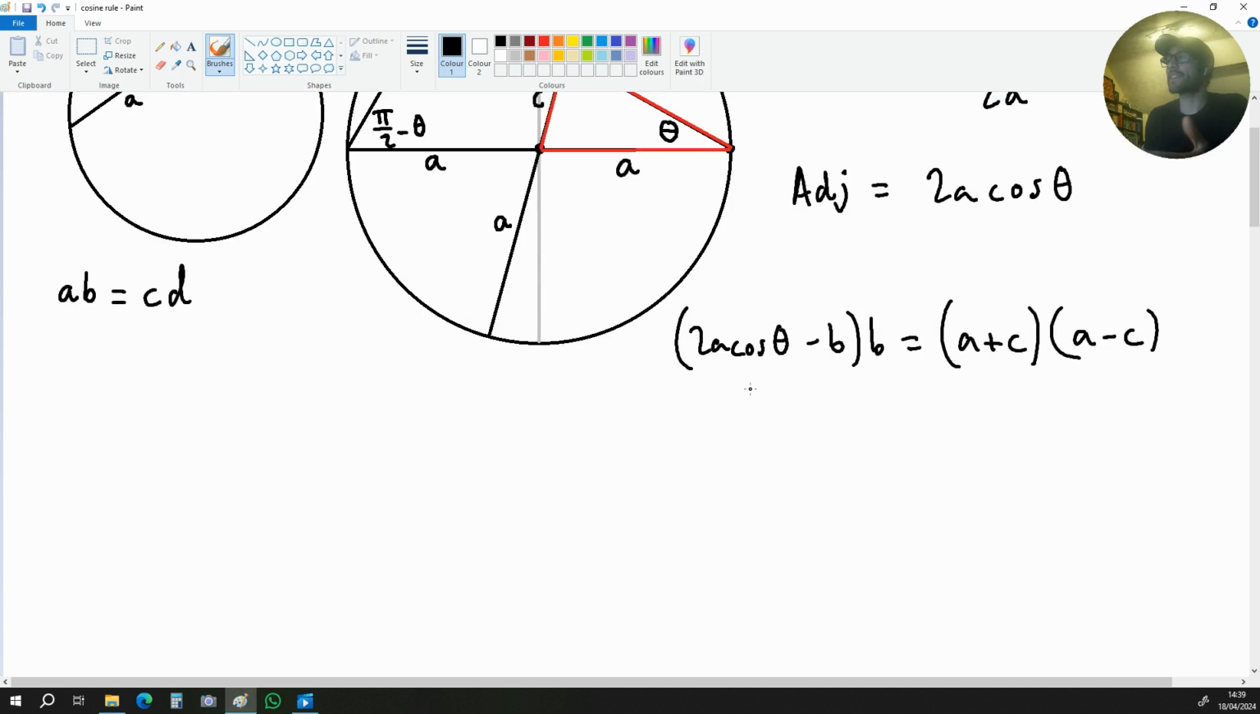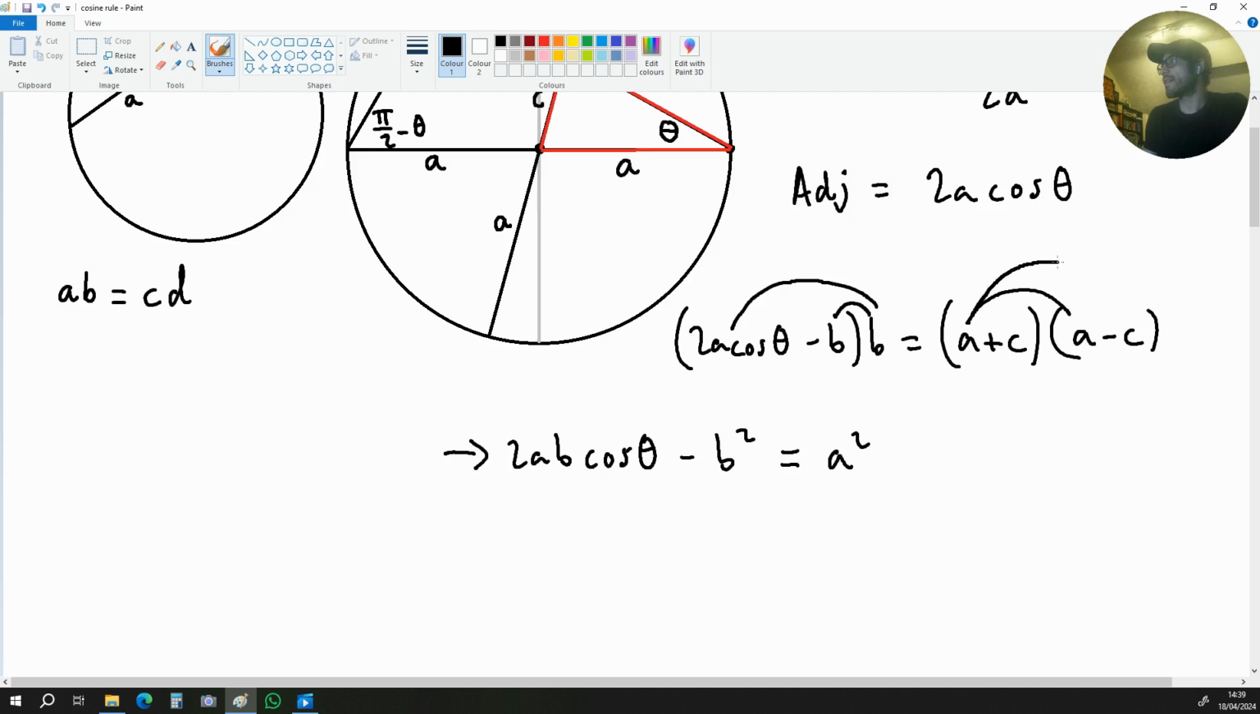Now let's rearrange the equation over here. So we're going to get 2ab times cos theta minus b squared, because we multiplied this by this and then we multiplied this by this. Now that's going to be equal to a squared, minus AC plus AC, which is equal to 0, minus C squared.